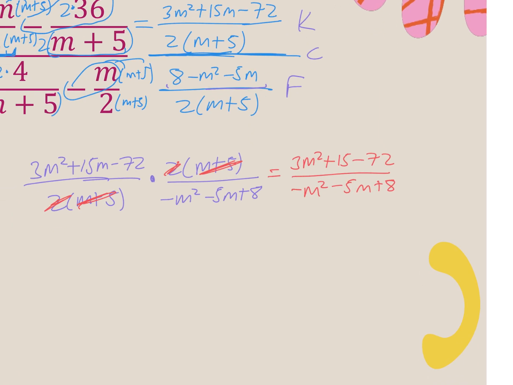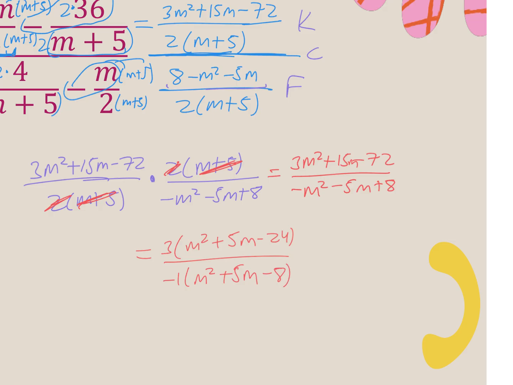You can try to factor it, right? So you can take out a factor of 3 on top, right? That'll be your GCF. I forgot the m here, sorry, 15m. All right, and then you get m squared plus 5m minus 24. And then on the bottom, looks like I can take out a -1, and I'm left with an m squared plus 5m minus 8.